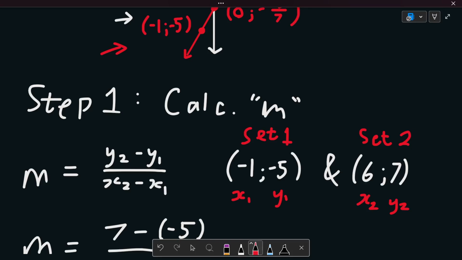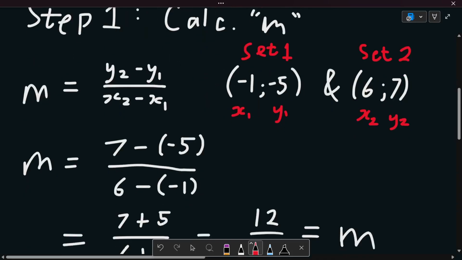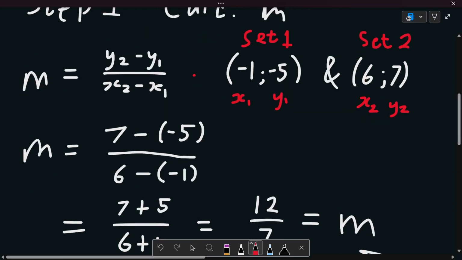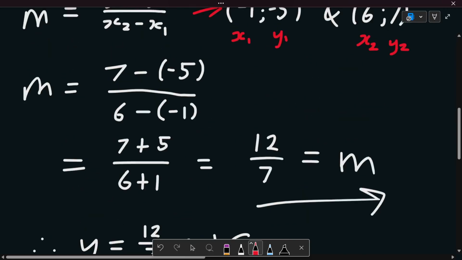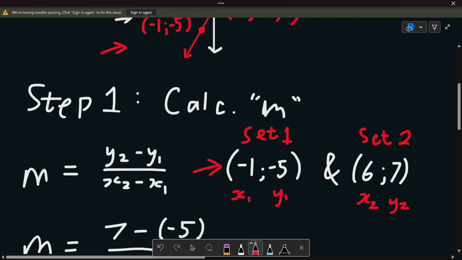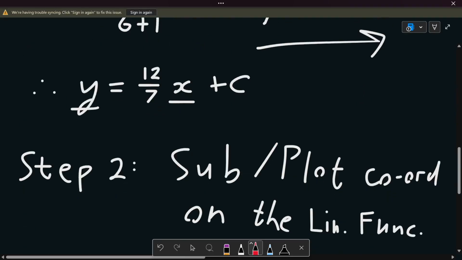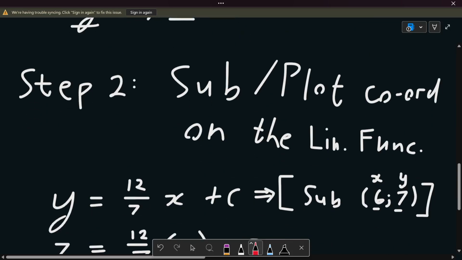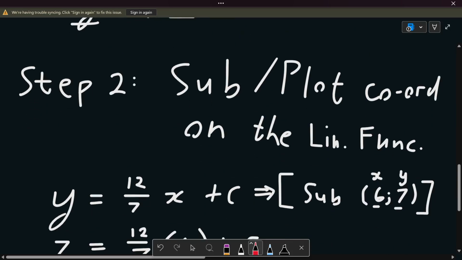But right now, our first step was that we needed to calculate the gradient, right? And we used the gradient formula. We used our sets of coordinates to plug into the formula. Then we got 12 over 7 as our gradient, which we wrote down as y is equal to 12 over 7 x plus c. And then we had step 2, which was we had to substitute the coordinates that were on the linear function into the linear function.